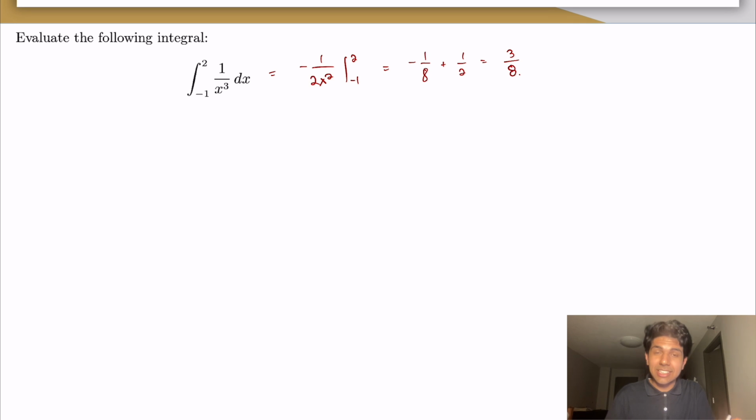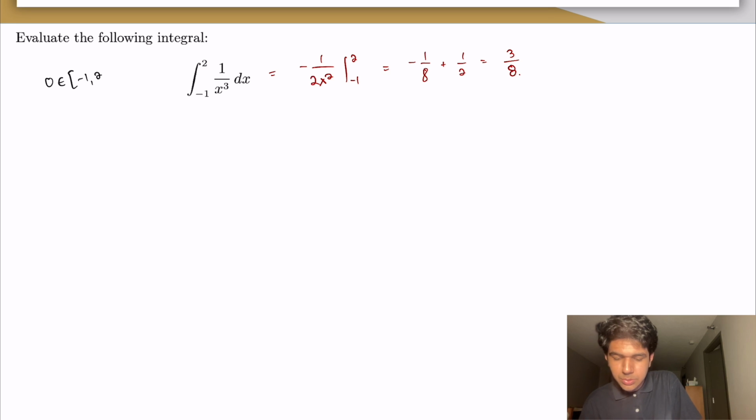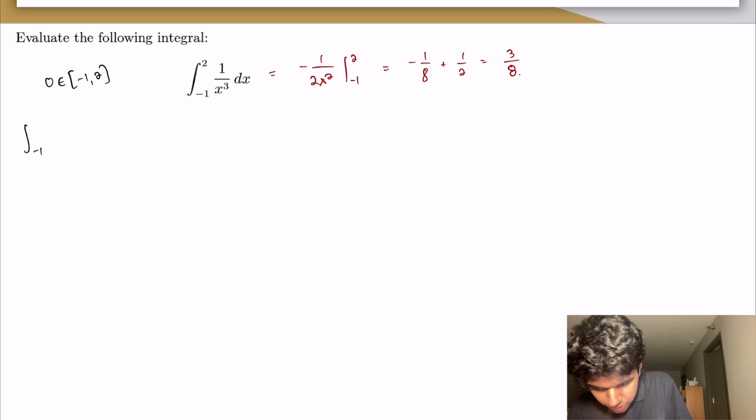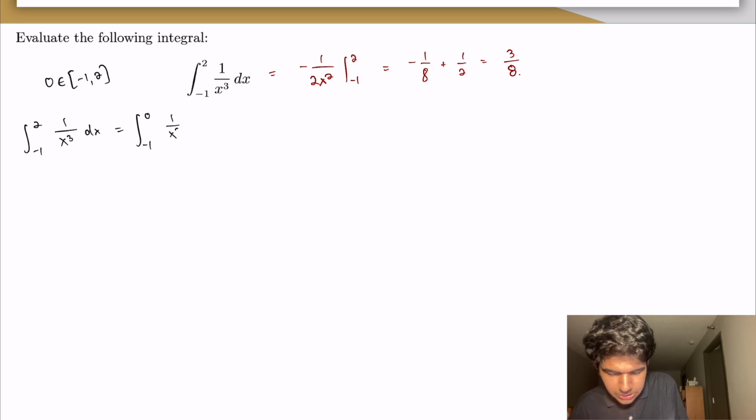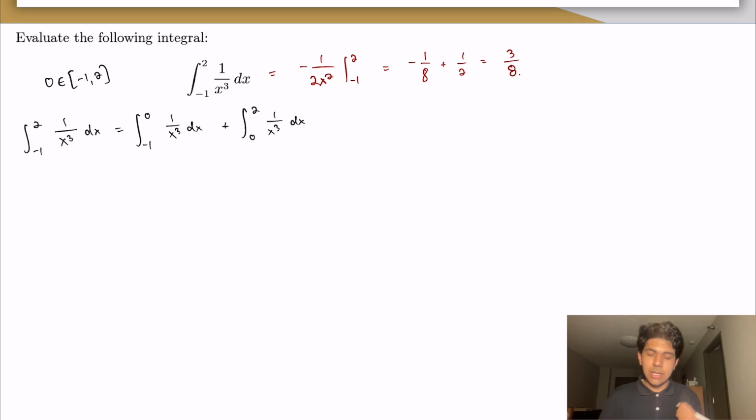But we recognize that there's an infinite discontinuity at 0. And notice that 0 is in the interval negative 1 to 2, which is where our integral is being computed. So in that case, we need to split up our integral at that point of discontinuity. So we will say the integral from negative 1 to 2 of 1 over x cubed dx is equal to the integral from negative 1 to 0 of 1 over x cubed dx plus the integral from 0 to 2 of 1 over x cubed dx.